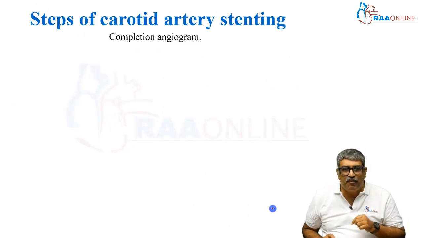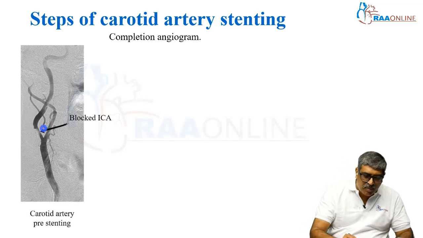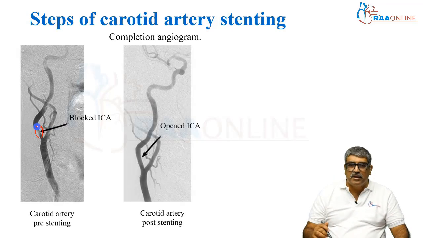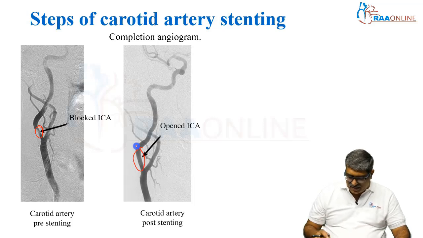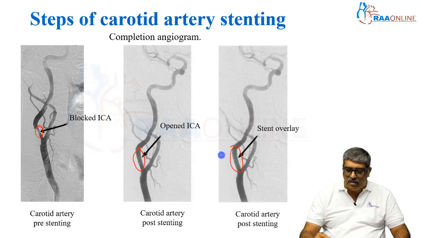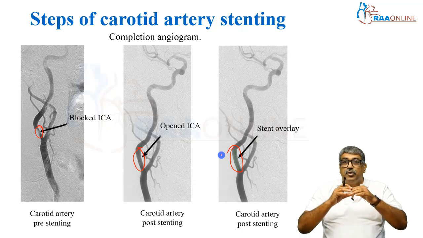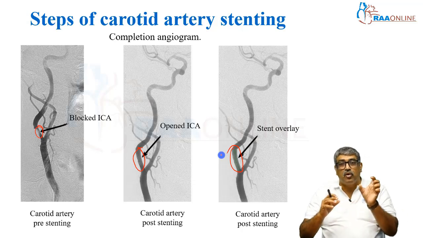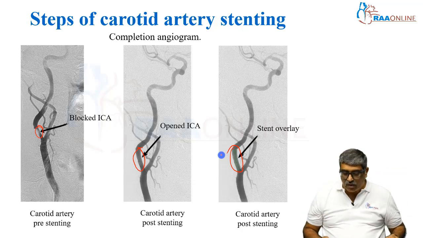Then you do a completion angiogram. This was the blocked internal carotid artery. Then balloon dilatation done. Finally, the stent is in place. This is how finally you do a completion angiogram to know the patency of the carotid vessel.